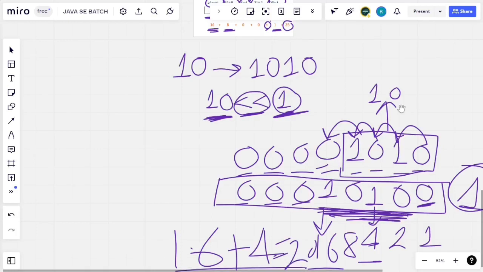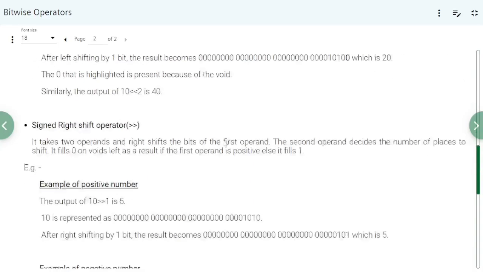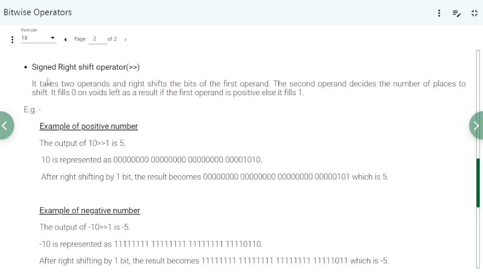So actually now this 1010 is not a 10. It actually becomes 20. So this is how you left shift numbers, and this is how left shift operators work. I hope this is clear. Okay, let's move on to the signed right shift operator.